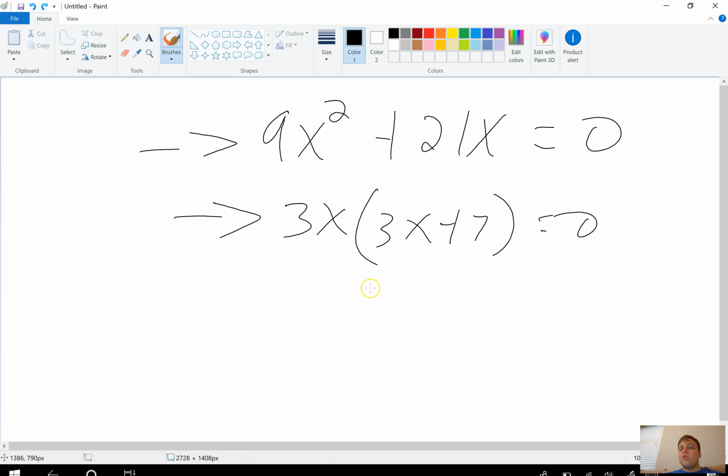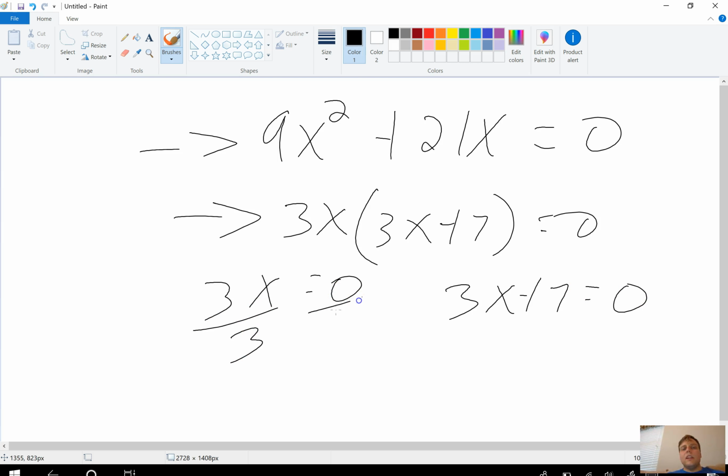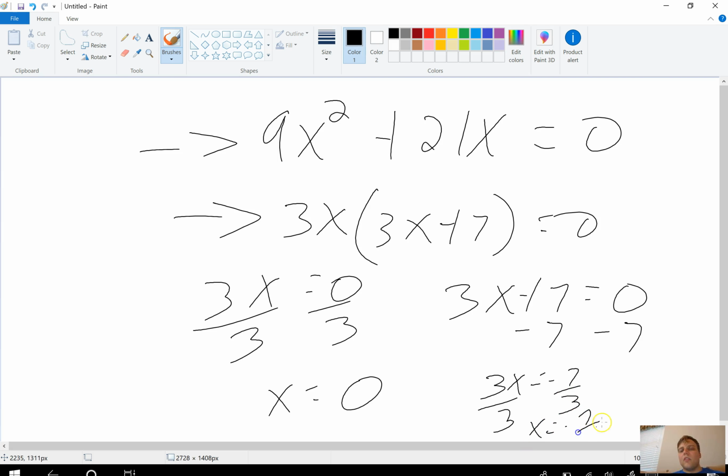Now that we're here, it's just like we did on that last problem. I can set each piece equal to 0. So then I can say 3x plus 7 is equal to 0. Subtract 7, so you get 3x is equal to negative 7. Divide by 3, and you get x is equal to negative 7/3.